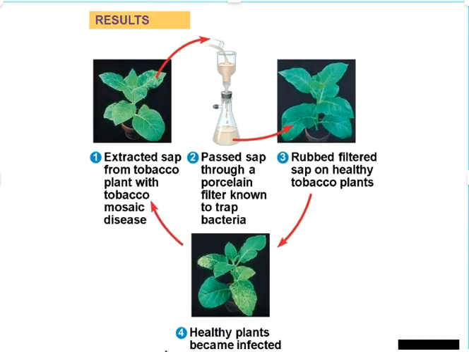So see how he has done that. He extracted the sap from a tobacco plant which has the tobacco mosaic disease. This extract was passed through a porcelain filter, which is used to trap the bacteria, and this extract is then rubbed on healthy tobacco plants. You can see this is the healthy tobacco plant, and when it is exposed to the extract, it becomes infected.